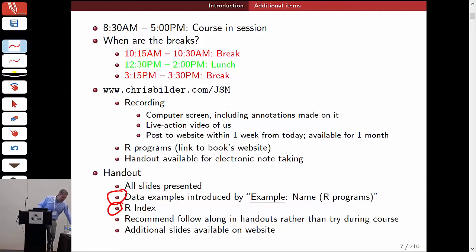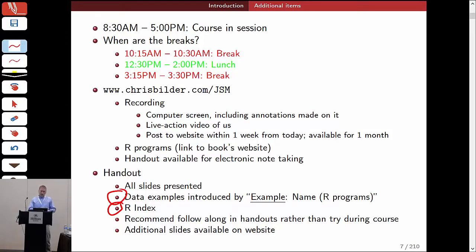Also, towards the end of these handouts, you will notice that there is an index, an R index, I should say, that has all of our programs that we reference, important functions that we use, important packages that we use, and again, this is here to help you, especially after today, when you go back and look at these handouts.